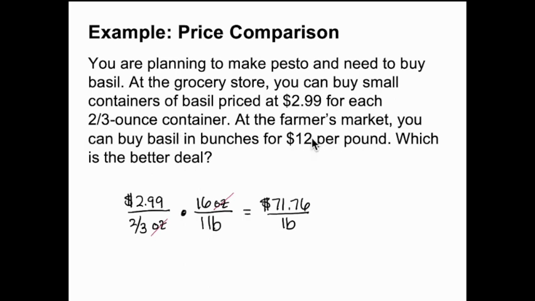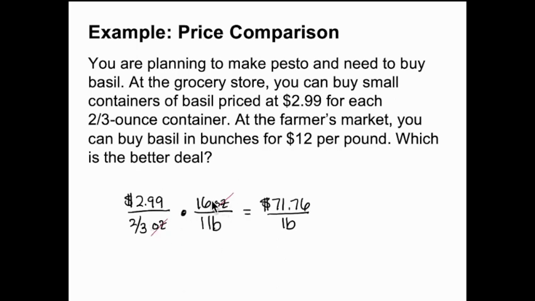So what I'm going to do is take the ounces and convert it to pounds. So for each container, it's $2.99, and that's for 2/3 ounce. So we're going to put $2.99, the word per means to divide, and then underneath we're going to put 2/3 ounce. I want to change this to pounds, so you should look up on your reference sheet how many ounces are in a pound, and you will find that there's 16 ounces in a pound.